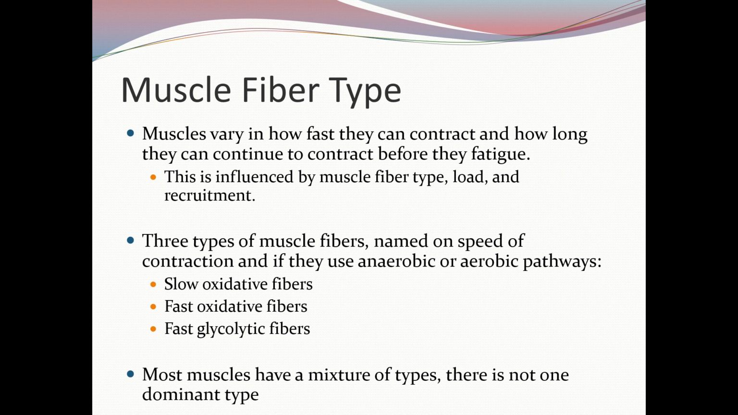As mentioned earlier, muscle fibers are going to help to influence the contraction of the muscles. Muscles will vary in how fast they can contract and how long they can continue to contract before they fatigue. This is influenced by muscle fiber type, load, and recruitment. Three types of muscle fibers are named based on the speed of contraction and if they use anaerobic or aerobic pathways. They include slow oxidative fibers, fast oxidative fibers, and fast glycolytic fibers. Most muscles have a mixture of types. There's not one dominant type.